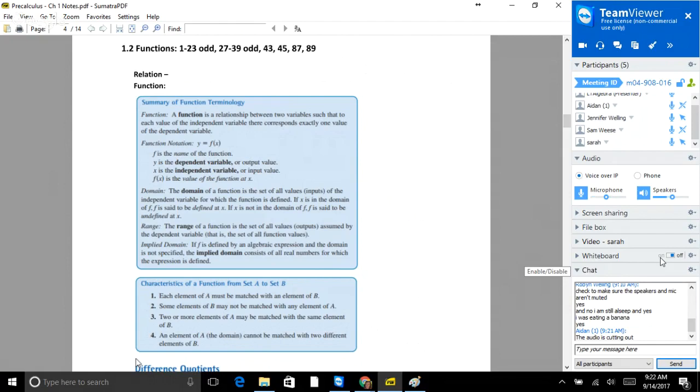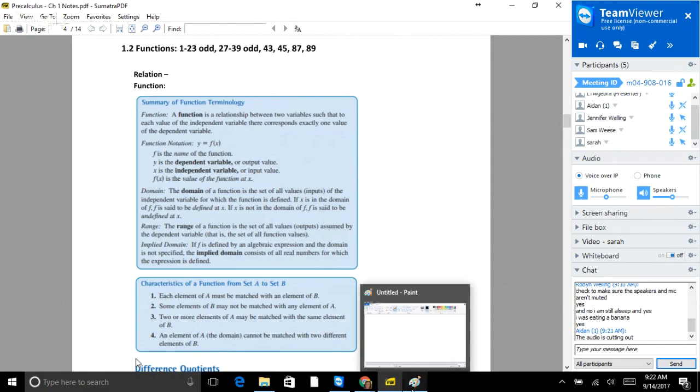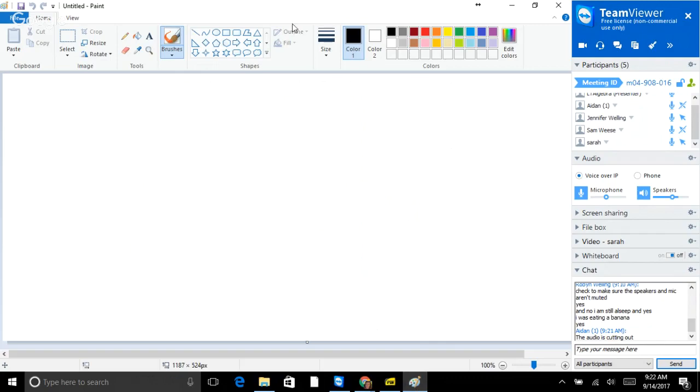Okay, so has everybody seen a function before? Function notation, all that good stuff. Anybody there? Hello?